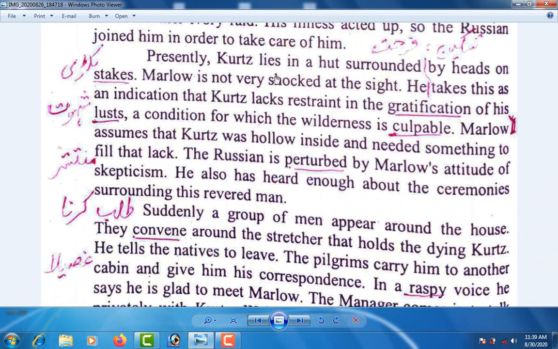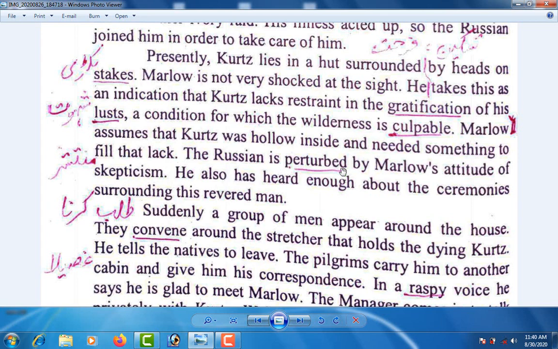Presently, Kurtz lies in a hut surrounded by heads on stakes. Marlow is not very shocked at the sight. He takes this as an indication that Kurtz lacks restraint in the gratification of his lusts, a condition for which the wilderness is culpable. Marlow assumes that Kurtz was hollow inside and needed something to fill that lack.